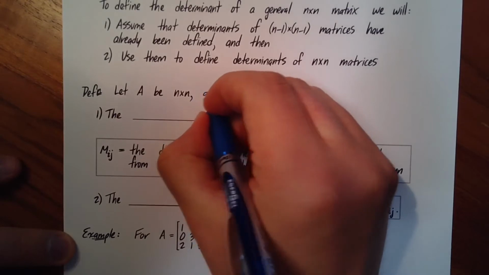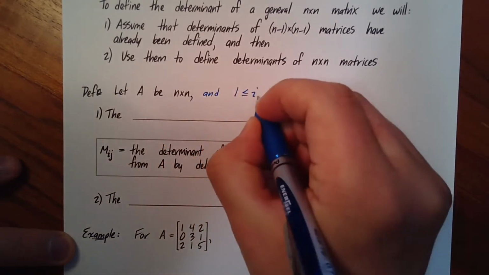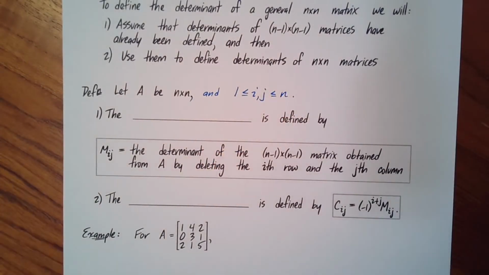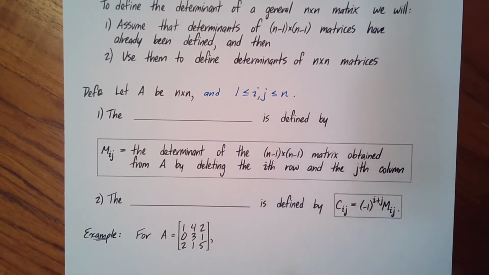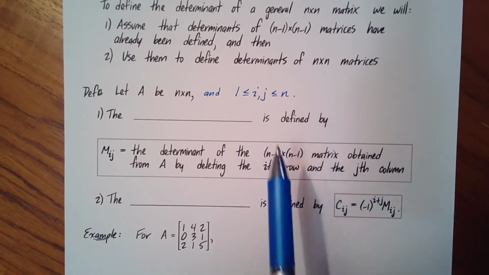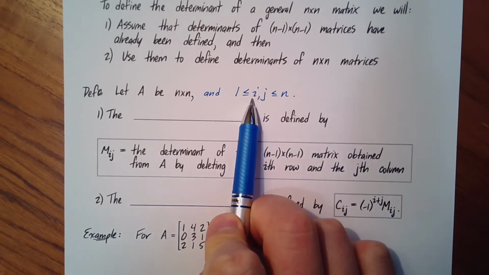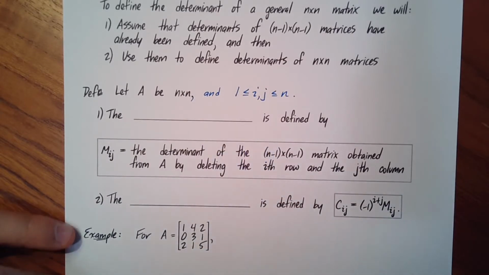And let's say we have two numbers, i and j, which are going to be between 1 and n. Really, this is just saying let i and j be two numbers between 1 and n. And what these are for is exactly what they were for in chapter 1. i is going to be used as an index for the rows of A, and j is going to be an index for the columns of A.